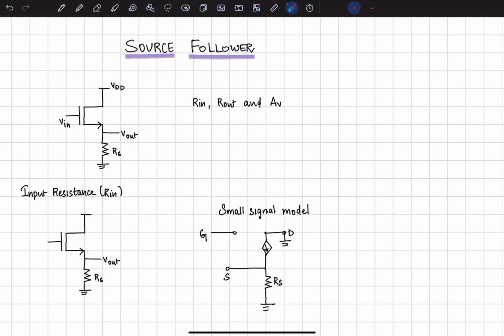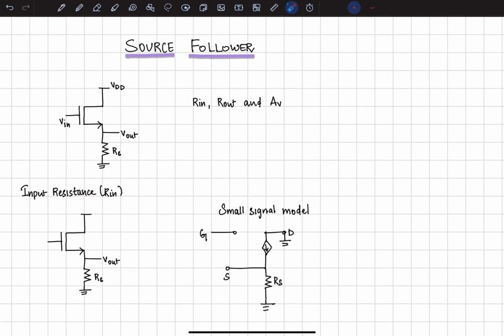Hi guys, today we are going to talk about the common drain amplifier, most popularly known as the source follower. This is a single stage amplifier, and in this configuration the input is given to the gate terminal and the output is taken out of the source terminal while the drain terminal is held at a common potential, hence the name common drain amplifier. The source follower is a very useful CMOS design due to its low output impedance and high input impedance.